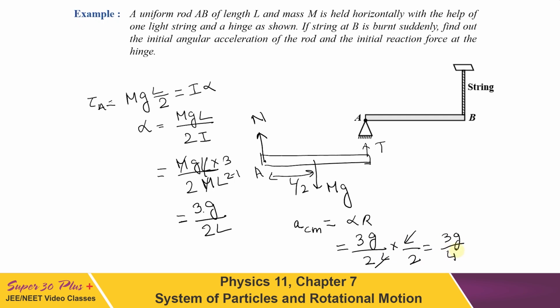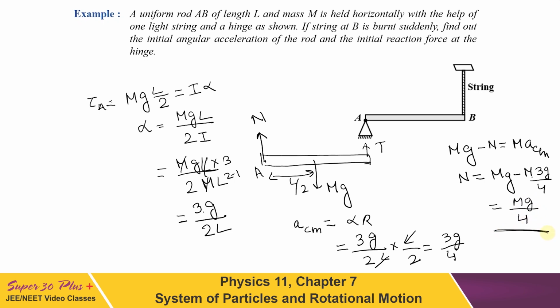Now from the rod's free body diagram, we can write for translatory motion mg minus N has to be equal to ma for center of mass, and from here if I substitute the value of A, N will be equal to mg minus ma, and A is having value 3g by 4, which will give mg by 4. So the normal reaction at the hinge when just the string is burnt is equal to mg by 4, and the angular acceleration of the rod at that moment will be 3g by 2L.